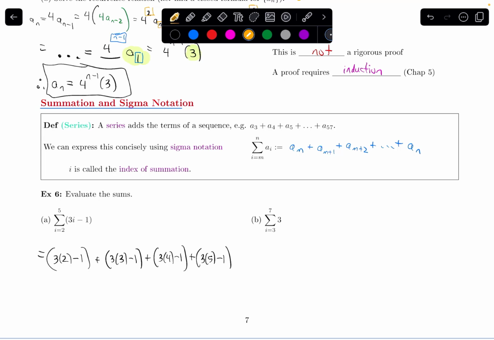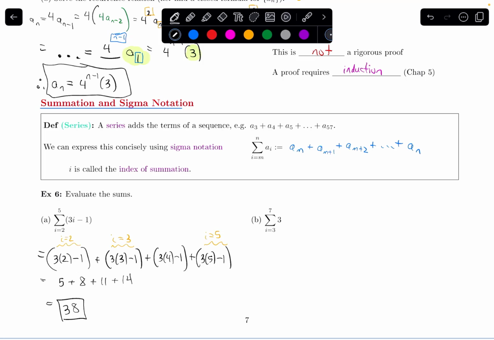So I started off plugging in i equals 2. Then I plugged in i equals 3, and so on until I reached the number at the top, which is 5. So I can simplify this. The first parentheses becomes 5, and then I get plus 8, plus 11, and plus 14. If I add these together, it equals 38.